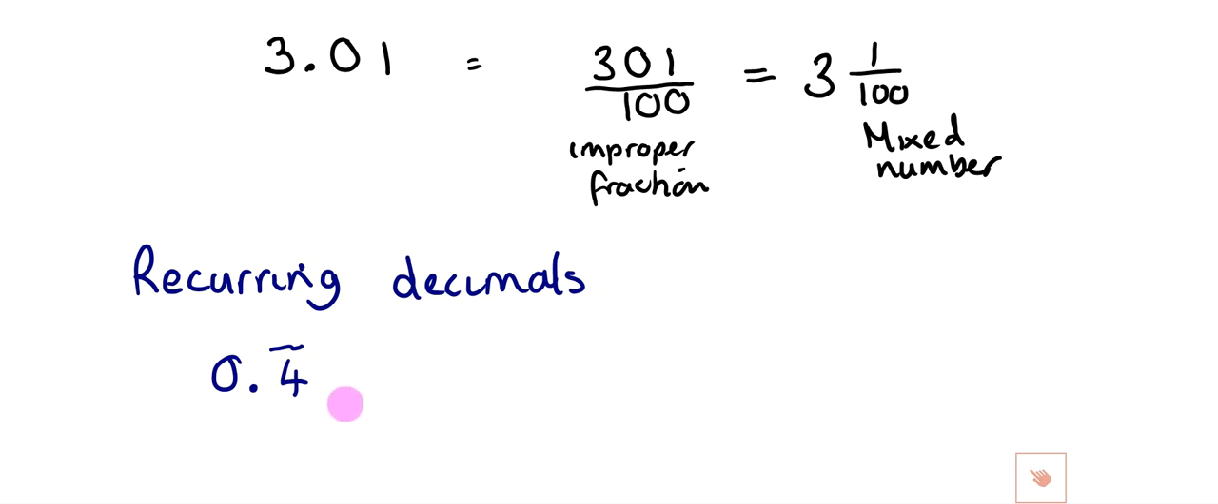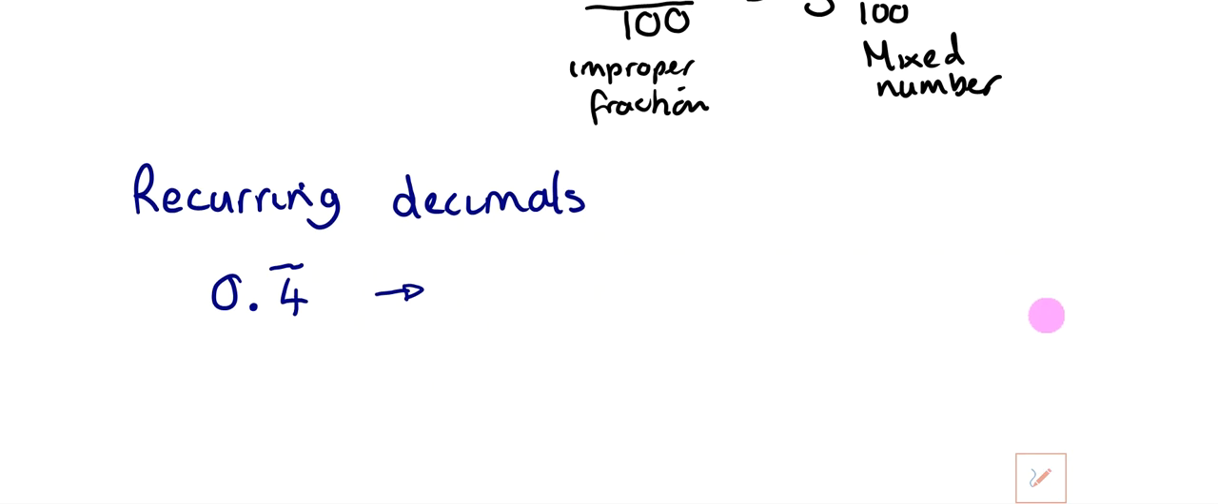What does that mean, by the way, the line? What does the line here mean? What's a recurring decimal?